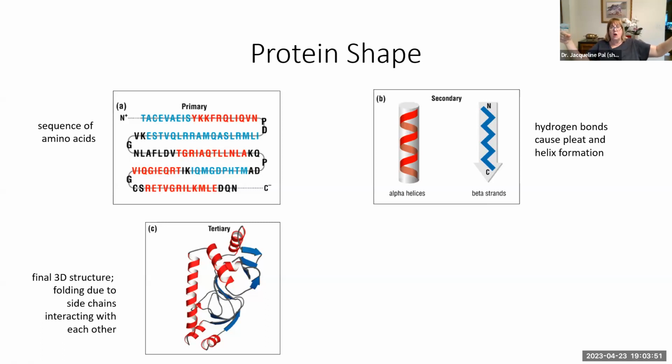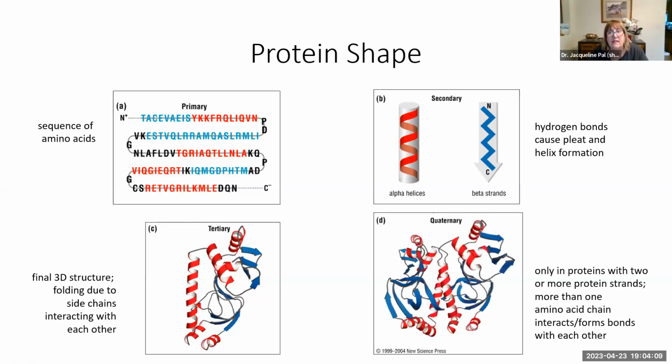But if you've ever knitted or crocheted, you know that sometimes you need more than one ball of yarn. And so if we take tertiary shapes and put multiple tertiaries together, in other words, more than one yarn, more than one sequence of amino acids, this gives us a quaternary, or the final shape. So not every protein is going to have a quaternary shape, but those that have 2 or more protein strands, those that have gone through the first 3 steps more than once, are going to interact with each other. So those are the protein shapes.